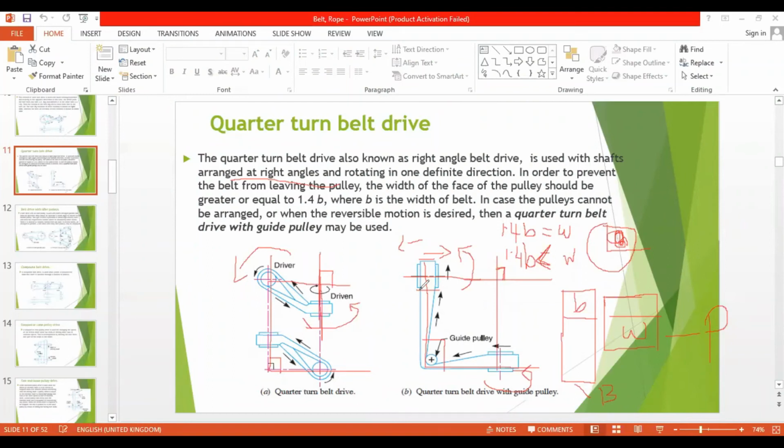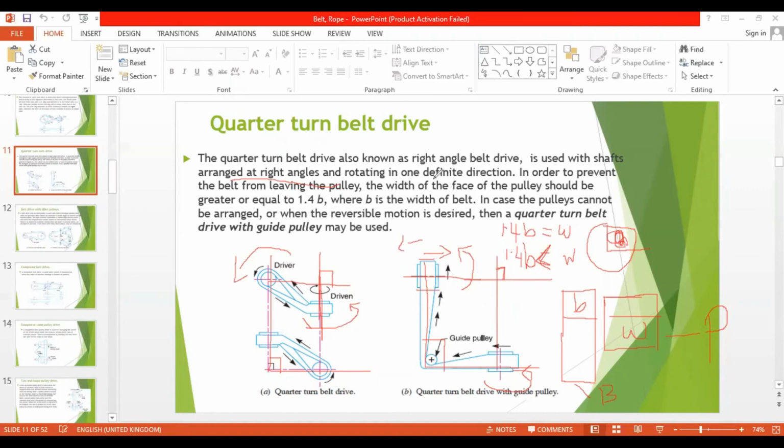In case the pulleys cannot be arranged, or when reversible motion is desired, then a quarter turn belt drive with guide pulley may be used. So here this is the quarter turn belt. In case pulleys cannot be arranged, there can be a possibility of a small lack of tension over this region. So in case it is a problem, or when reversible motion is desired.